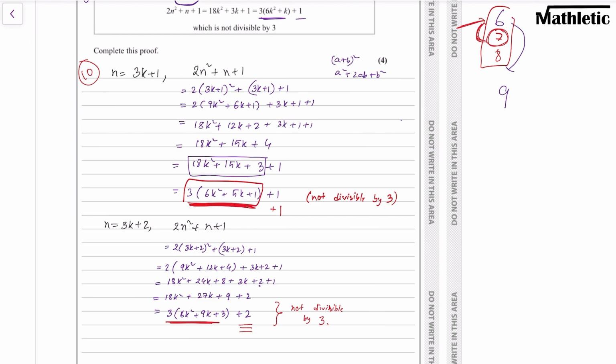With this, I'm done solving the full paper of P2 Jan 2023.